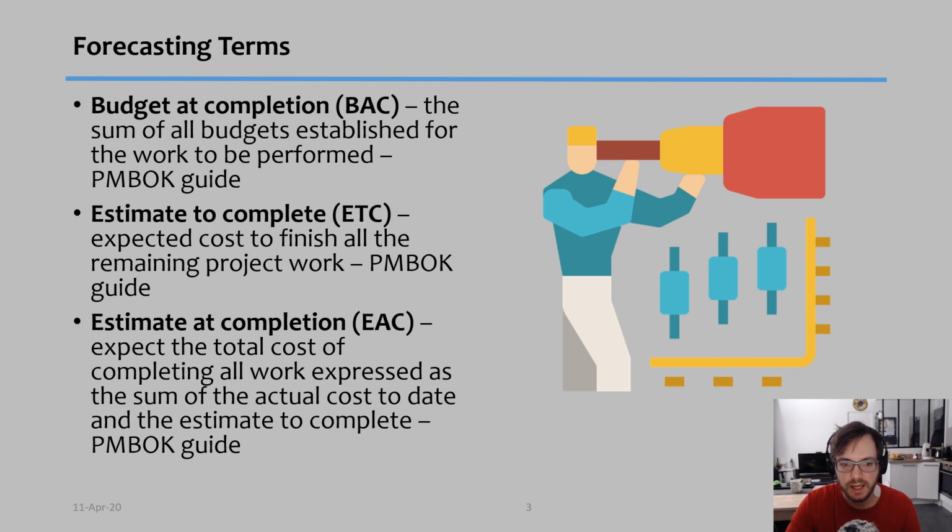And estimate at completion is the expected total cost of completing all work, expressed as the sum of all the actual costs to date and the estimate to complete. So here the difference compared to the previous one is that on the previous one I'm not taking into consideration the cost of all the work that I already did. So this is the sum of all the work that I already did and the work that still needs to be done. But I will get into the calculations in a little bit.